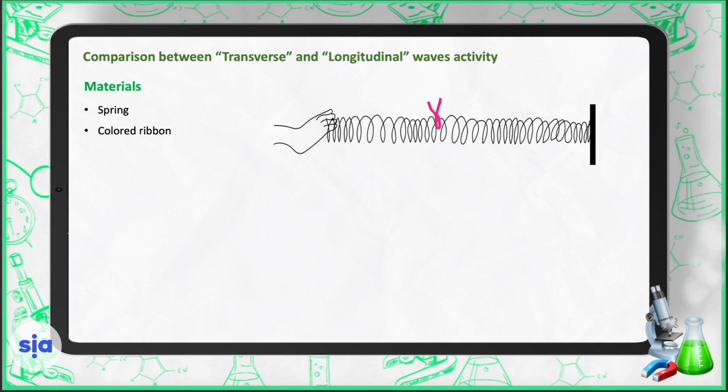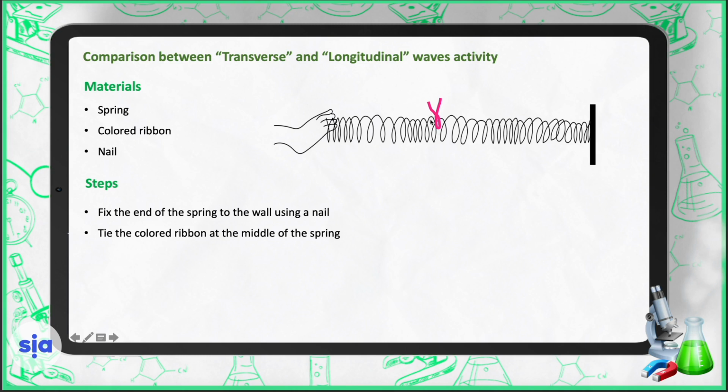Get a spring, a colored ribbon, and a nail. Fix the end of the spring to the wall using a nail, and tie the colored ribbon at the middle of the spring. Move the spring coil up and down. Push and pull the coil at the free end.